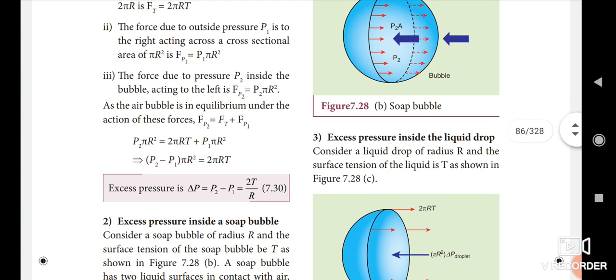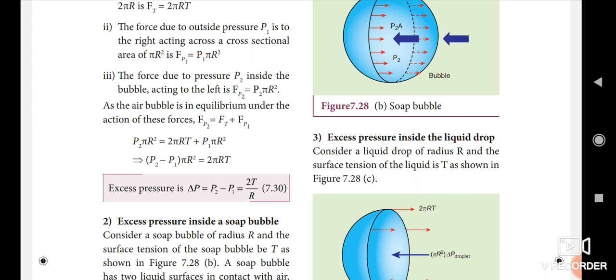Then the third case, the force due to inside pressure. Here P2 is the pressure inside the bubble acting to the left. Fp2 means the force due to the inside pressure. So Fp2 is similar to the second one. Instead of P1, we put P2, and the area is pi r squared.